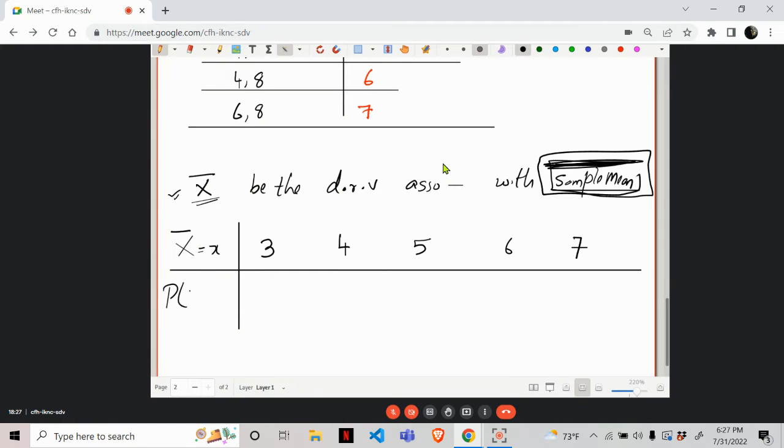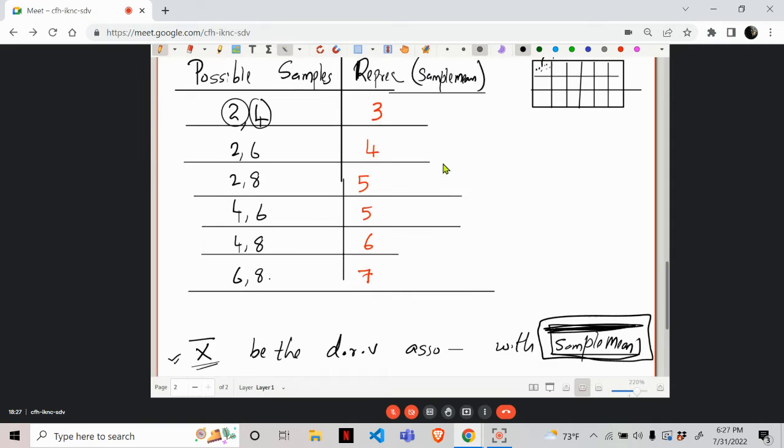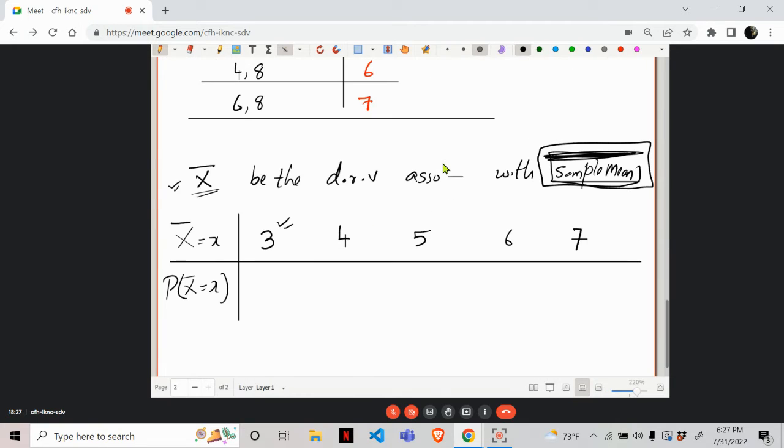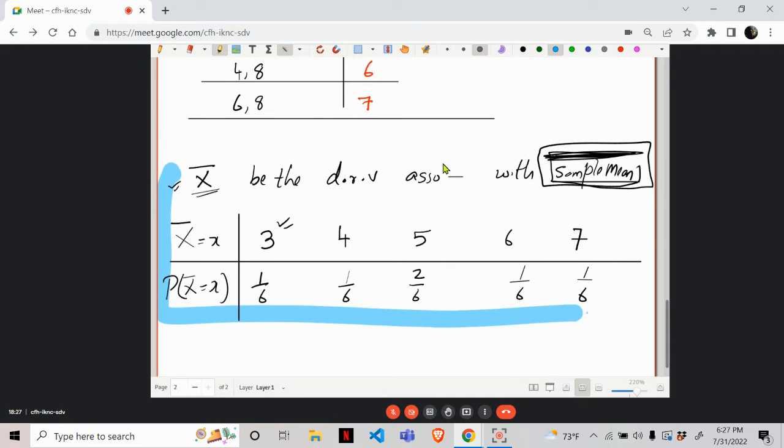Now, can anyone tell me what is the probability that we will get 3? In the beginning itself, you know that there are only 6 possible cases. How many times did 3 repeat? 1 by 6. Yeah, very good. 1 by 6, 1 by 6, 2 by 6, 1 by 6, 1 by 6. Now look at this. This is called sampling distribution.